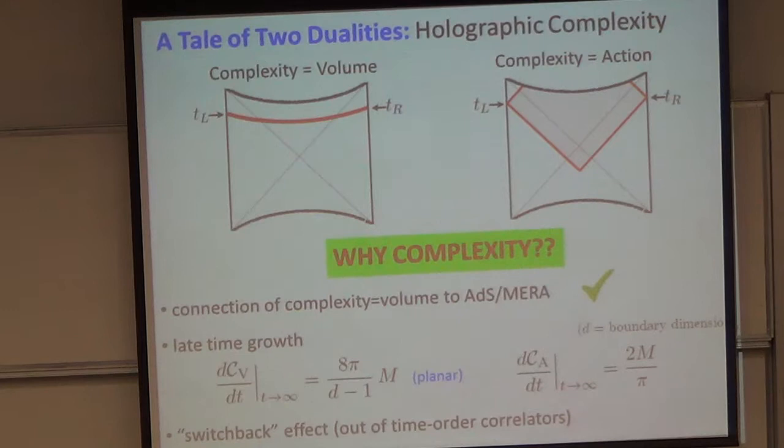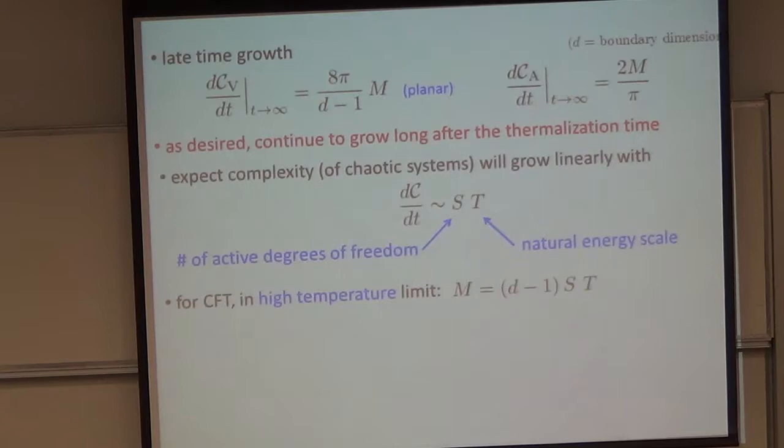There's then the growth. I mentioned this before: the reason these observables made the cut is that they continue to grow long after the entropy maxed out. In particular, you can argue that you expect the complexity to grow linearly, and the slope, or the rate of growth, should reflect the number of degrees of freedom. So the suggestion is that it should be proportional to the entropy. It's a dimensional quantity, and so I need to stick some natural energy scale in there, and in a thermal system, temperature is the natural energy scale.